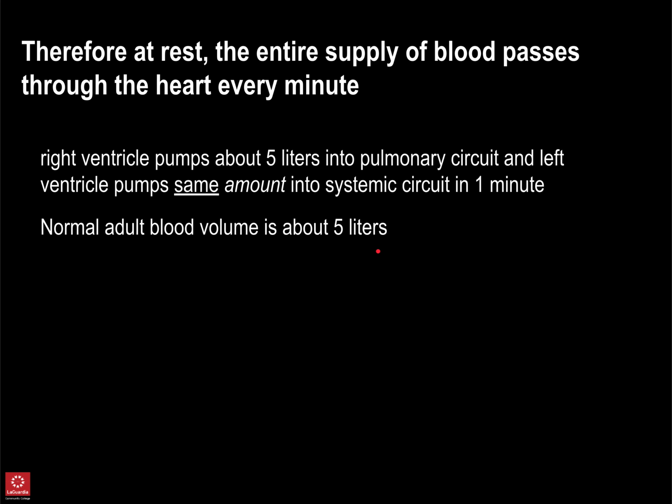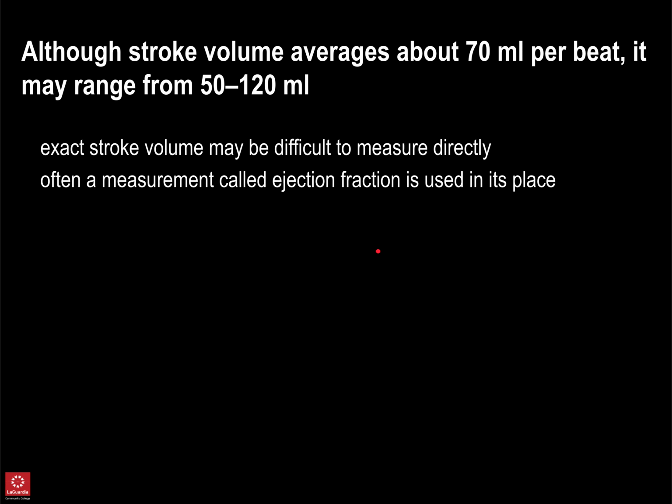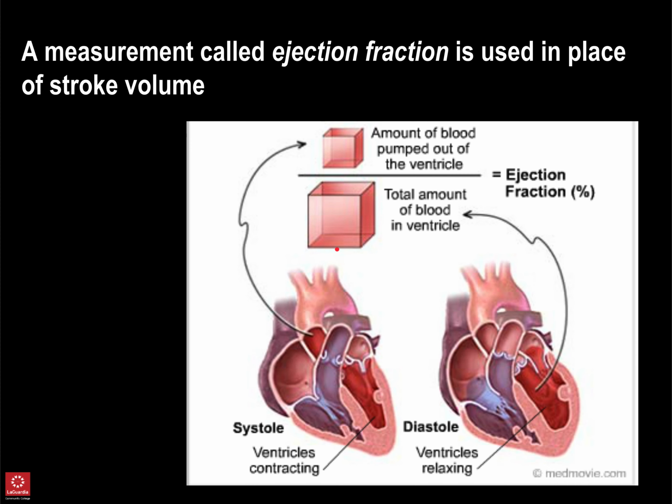So the right ventricle pumps about 5 liters into the pulmonary circuit, and the left ventricle pumps the same amount into the systemic circuit in 1 minute. So although stroke volume averages about 70 milliliters per beat, it may range from 50 to 120 milliliters. The exact stroke volume may be difficult to measure directly, and often a measurement called the ejection fraction is used in its place. And to get the ejection fraction, you take the amount of blood that's pumped out of the ventricle and divide it by the total amount of blood in the ventricle, and that gives you the ejection fraction.